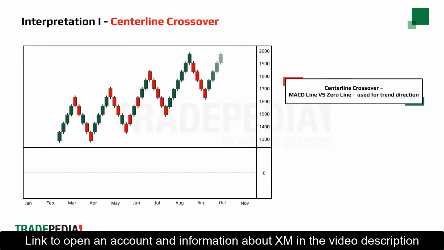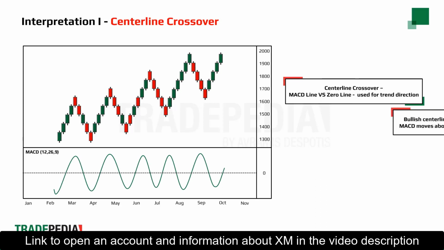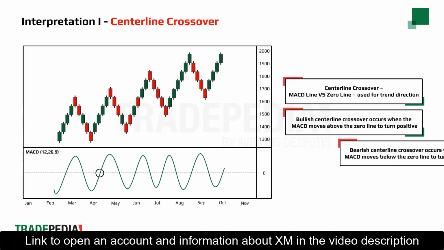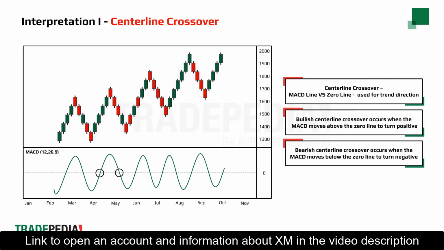The first interpretation is that of the centerline crossover, which refers to the MACD line versus the 0 line and used for trend direction. A bullish centerline crossover occurs when the MACD moves above the 0 line to turn positive, while a bearish centerline crossover occurs when the MACD moves below the 0 line to turn negative.